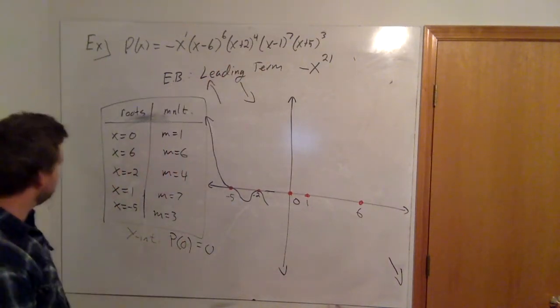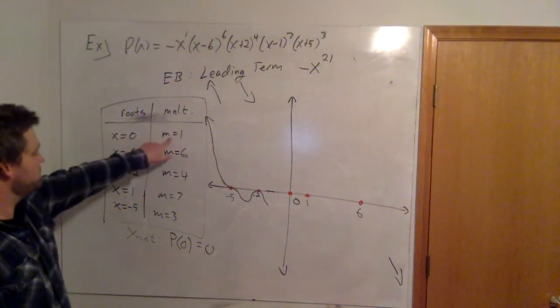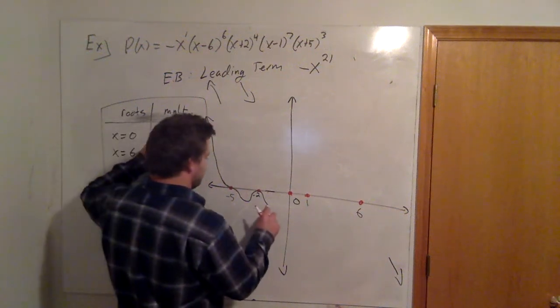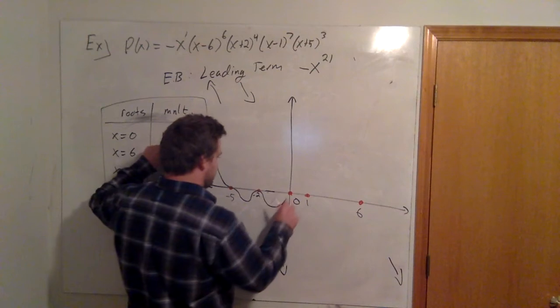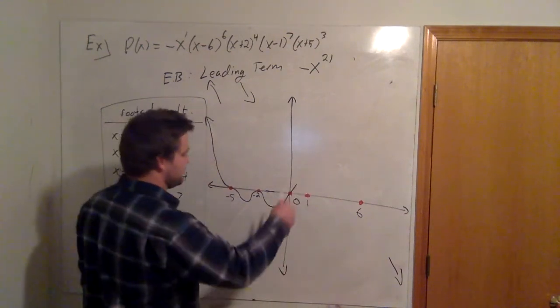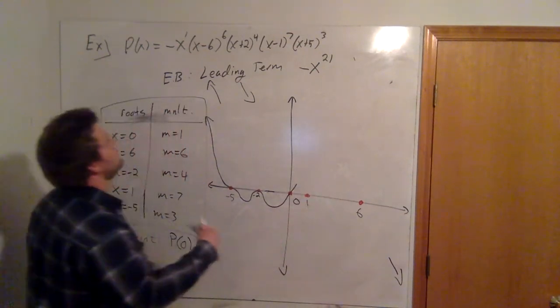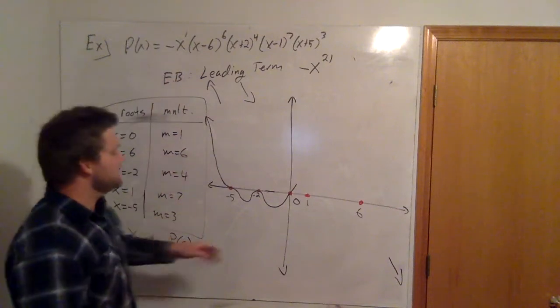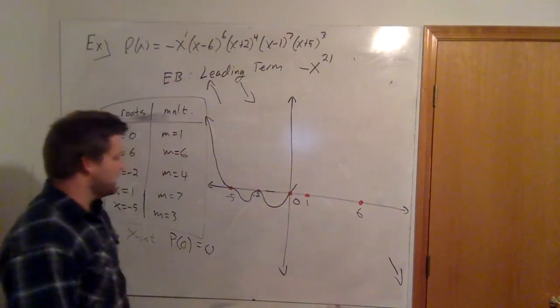Okay, the root x equals 0. It has a multiplicity of 1, so it'll cross through. And it'll cross through linearly. It'll cross through like a straight line, because think of something like x to the first power. That'll be something very similar to a line.